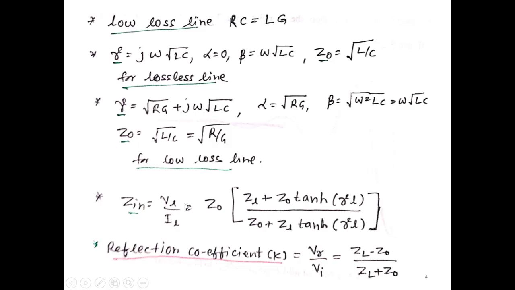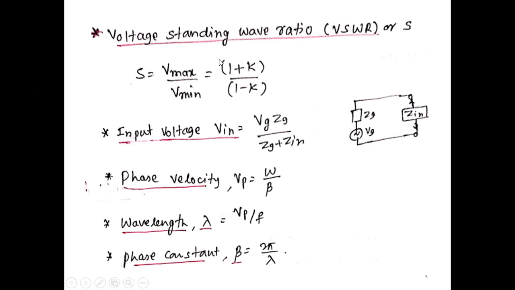And Zin, the input impedance, is given by VL divided by IL is equal to Z0 into bracket ZL plus Z0 tanh gamma L over Z0 plus ZL tanh gamma L. And reflection coefficient K is given by amplitude of the reflected wave divided by amplitude of the incident wave. This is given by load impedance minus characteristic impedance divided by load impedance plus characteristic impedance. And voltage standing wave ratio is defined as maximum amplitude of the signal to the minimum amplitude. This is given by 1 plus reflection coefficient divided by 1 minus reflection coefficient.